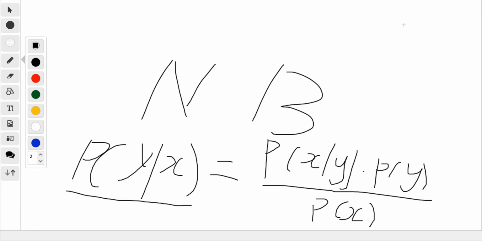So a naive Bayes classifier assumes the independence of the predictors within each class. This classifier is a good choice for relatively simple problems.